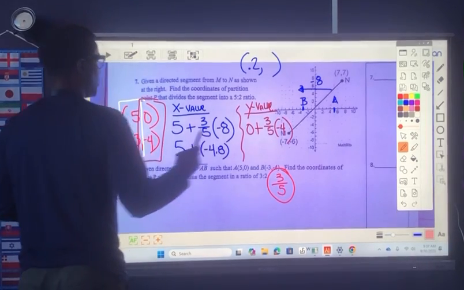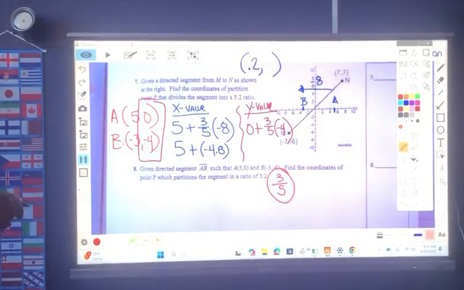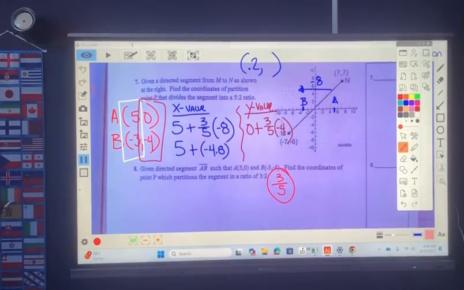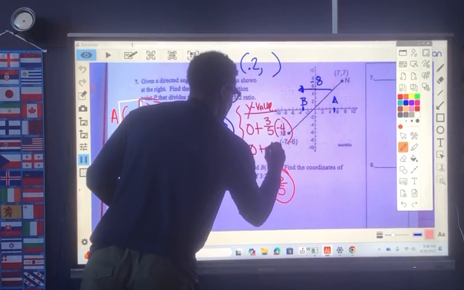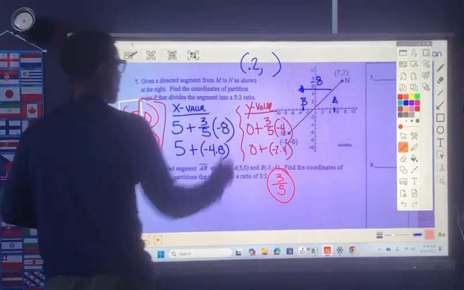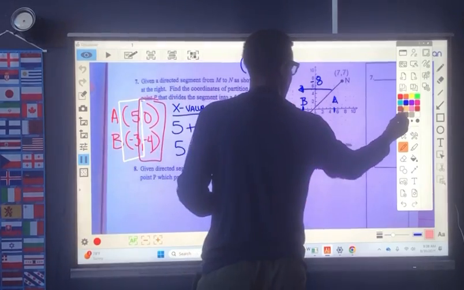Then what do we have on the y values? -4 times 3 divided by 5. That breaks down to what? -2.4. Right. So 0 plus -2.4 is what? -2.4. And chat, you're done.